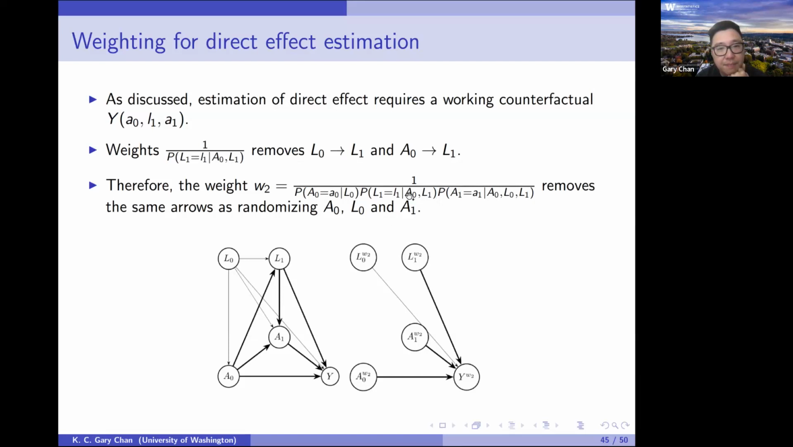Then we multiply the three weights because your working counterfactual has three variables. After removing the arrows, it's going to have only a few arrows left, which is actually the same as randomizing. Sorry, a typo: it is L1 and A1. So I want to pause here and see if there are any questions. This could be slightly complicated. Okay, if not, then let's go on.